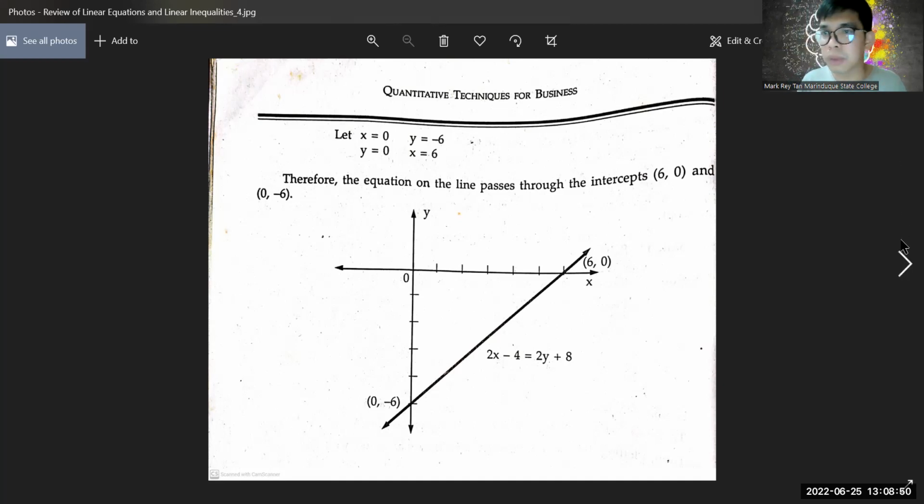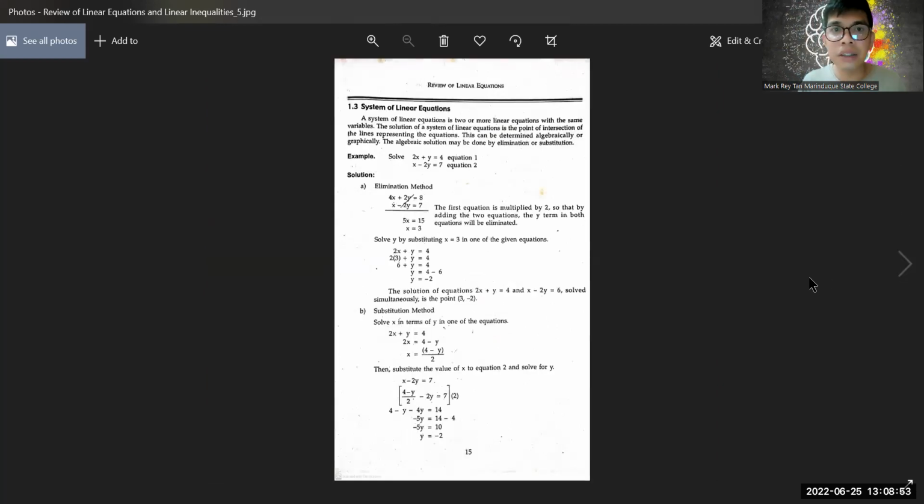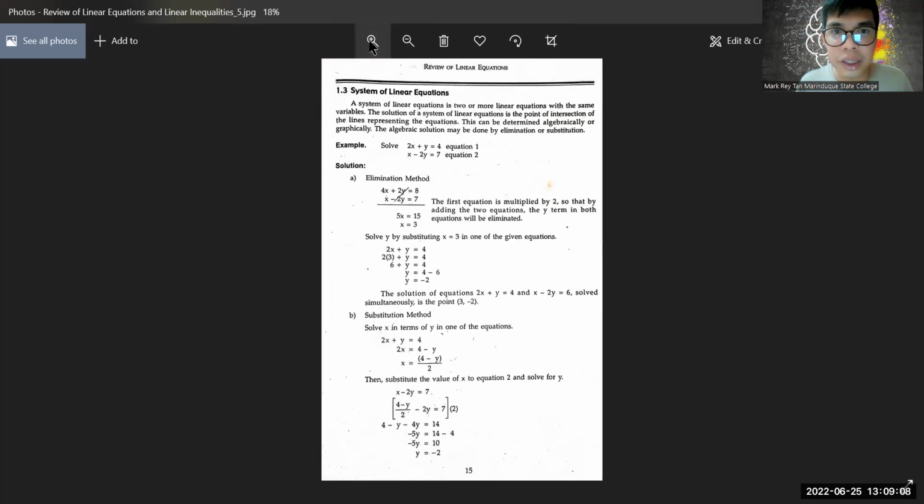Linear equations in two variables. So proceed naman tayo dito sa system of linear equations. I believe last na to sa equation, inequality na yung kasunod. So after this one, I'm gonna have to cut muna and then upload ko to. So system of linear equations. Ayan.